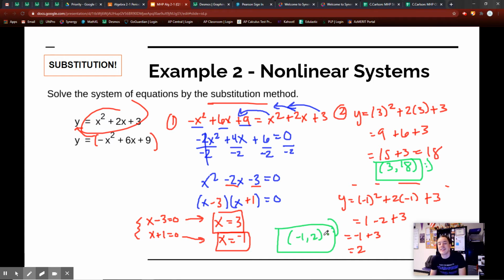Could you plug that into Desmos and get the same thing? Absolutely. Okay, absolutely could have. But I didn't. I solved it completely by algebra because I'm awesome.